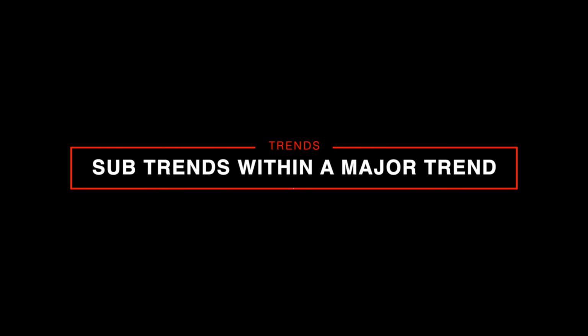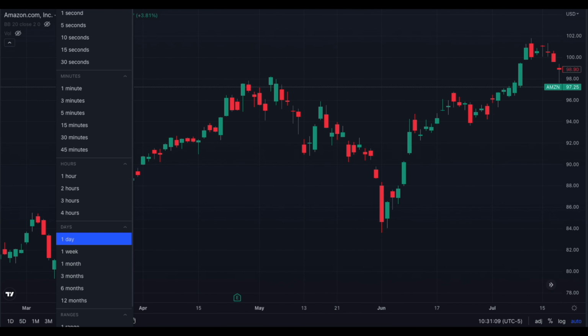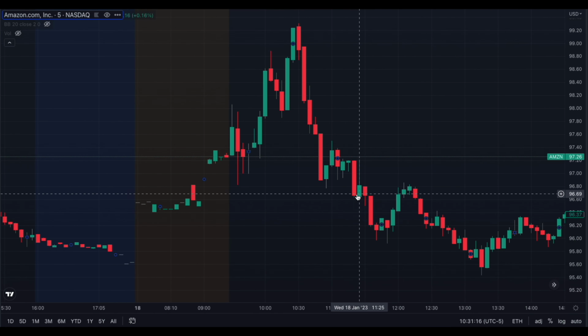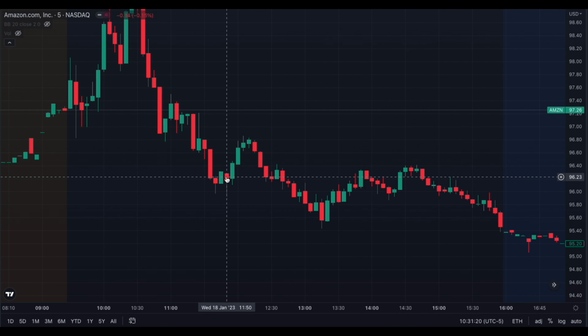Subtrends within a major trend. In the previous section, we saw some 5-minute charts and some daily charts. Trends can be seen in a chart in any time frame, but defining the time frame is important when you say that the trend is up or down.